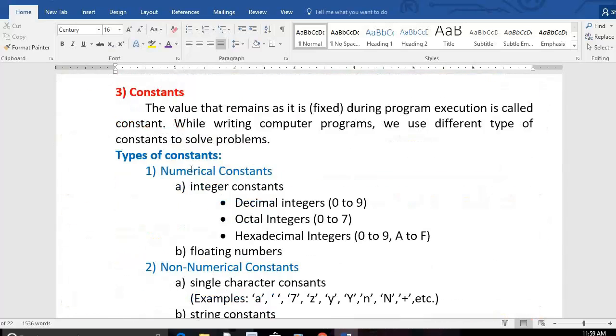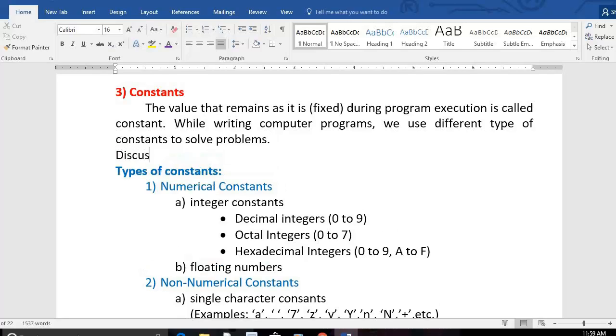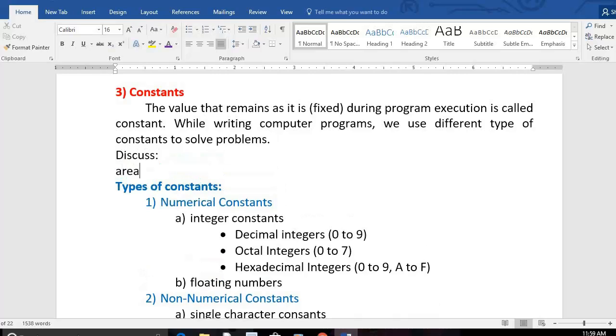Okay, come back. Now, what are constants? The value that remains as it is during program run is called a constant. While writing computer programs we use different types of constants to solve problems. For example, let us discuss the area of a circle. How do you calculate the area of a circle? 3.142 into radius into radius.